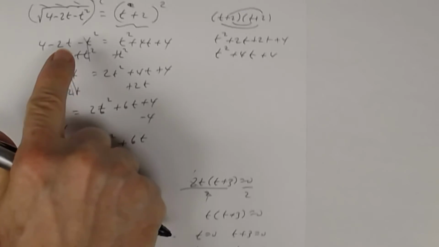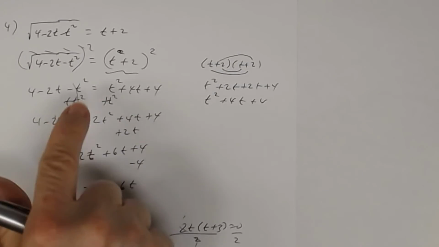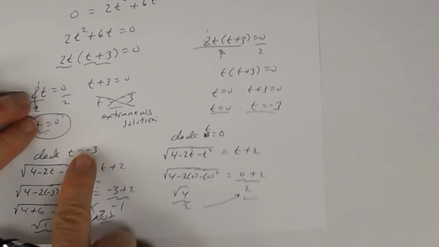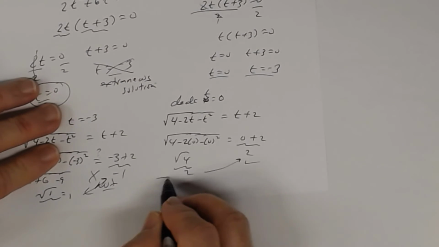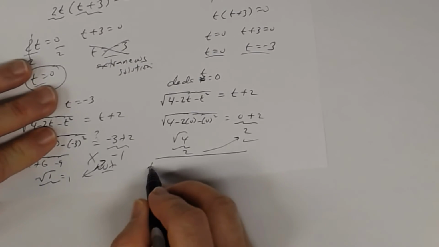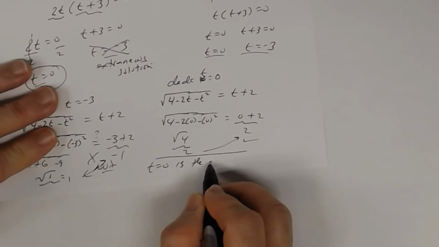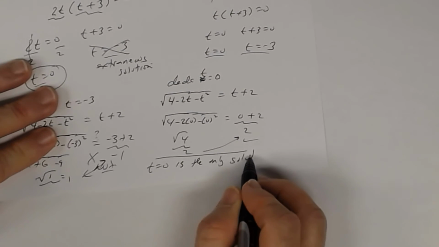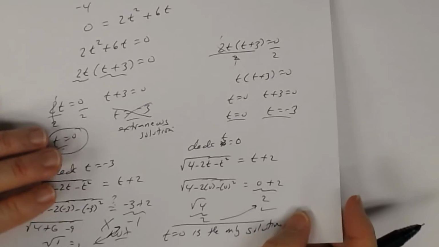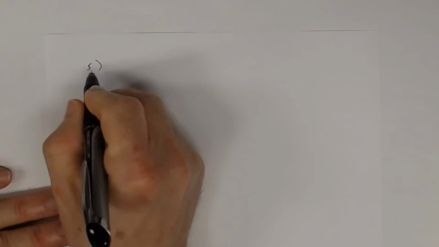So the solution to this square root equation, the only solution, is t equals 0. So make sure you understand that in the blank, you're just going to put t equals 0 is the only solution. Okay? All right, so that's number 4. Let's look at one more. So this is number 5.